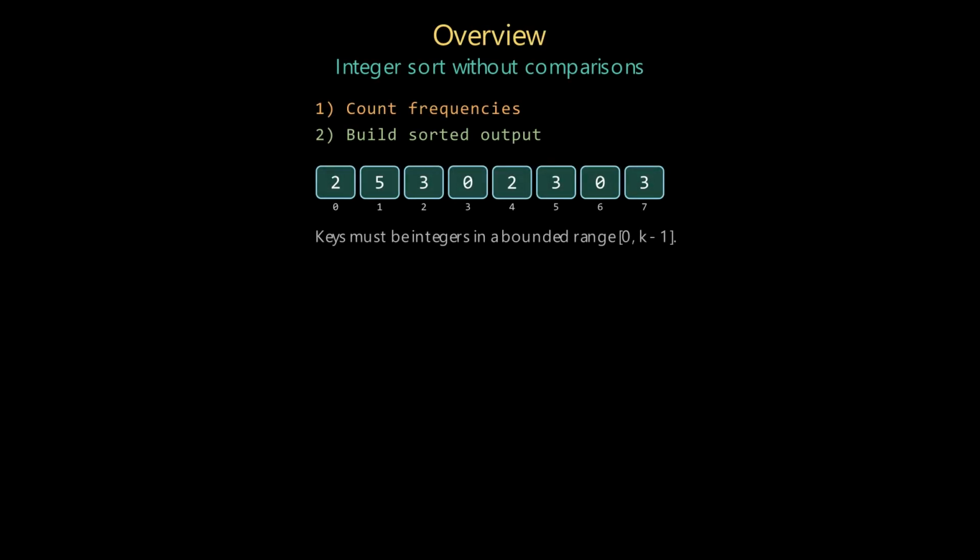Counting sort never compares two elements directly. When every value is a non-negative integer in a small range, we count how many times each value appears, then write the sorted result from those counts. The work splits into a count phase and a build-output phase.